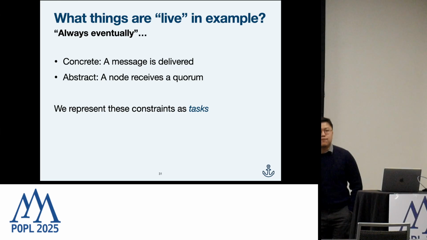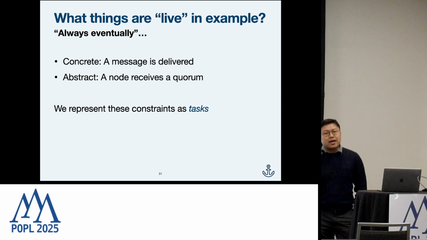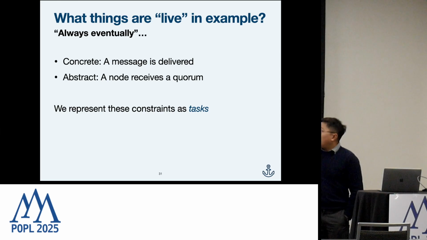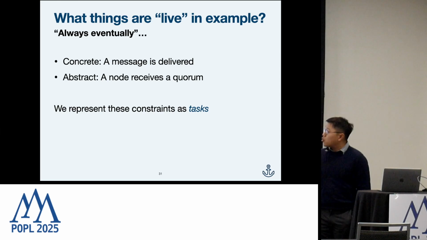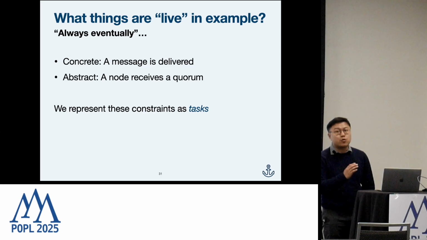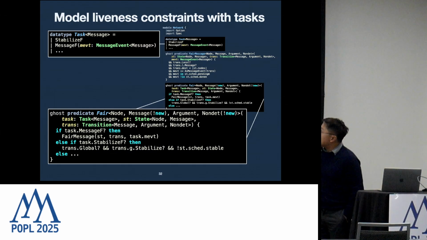In order to prove liveness, we first have to define liveness. So we can define liveness to be something that always eventually happens, intuitively. So for example, we can say in the network, always eventually a message is delivered, or abstractly, a node always eventually receives a quorum. And we represent these kinds of constraints in Shipwrights as something we call a task. So here's a couple tasks in our network module. The first task is the stabilize task, and the second is the message task.